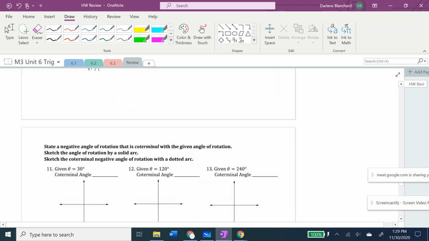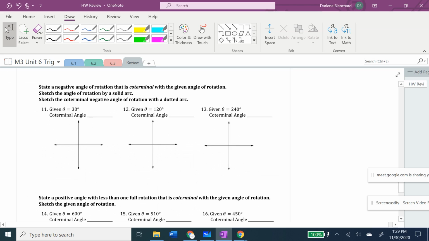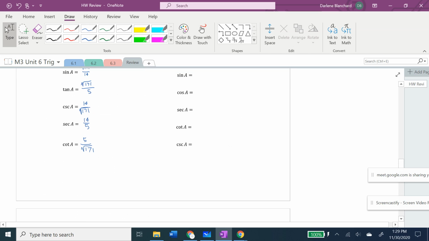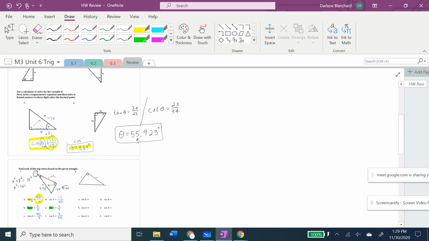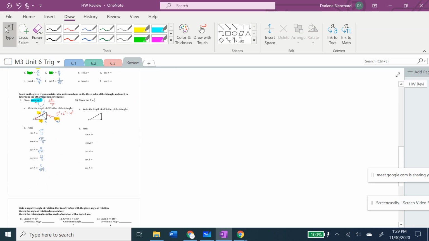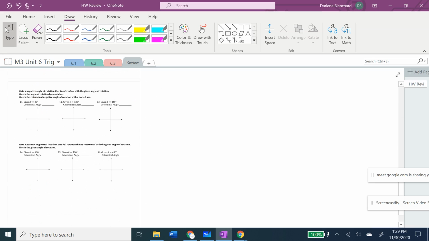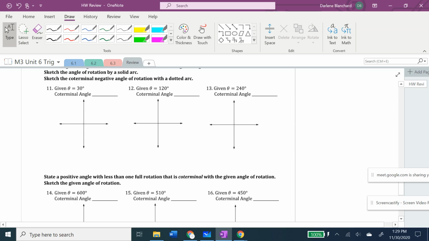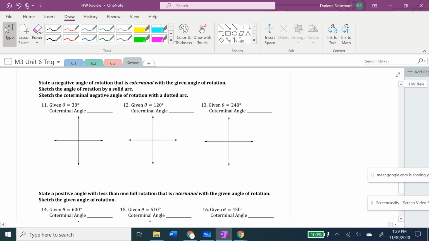Now, these items are from 6.3. So know that the quiz you're taking tomorrow will be based on these first 2 pages of review homework. These will be Wednesday's quiz. So, coterminal angles.